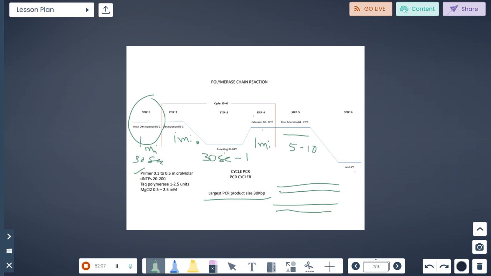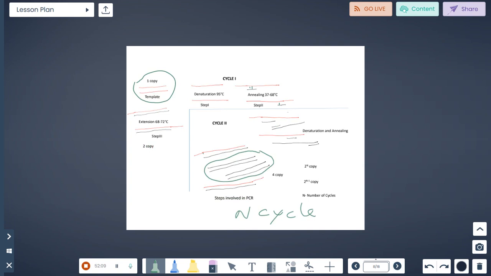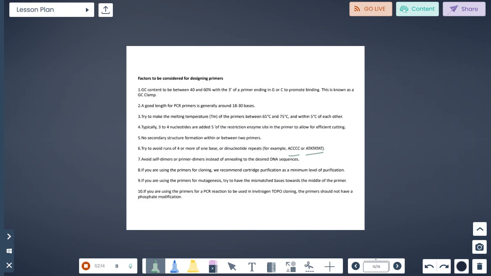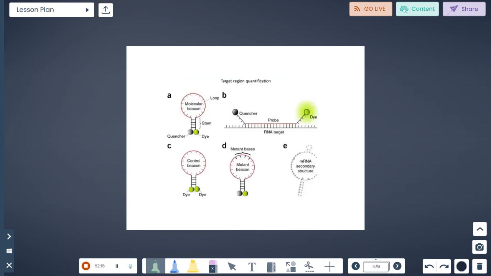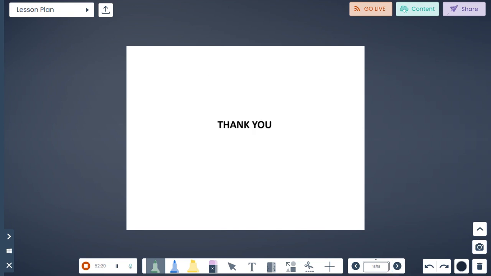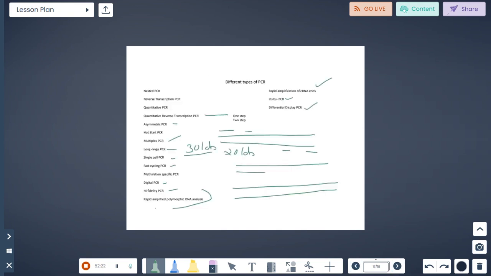So this is all about PCR reaction and its advancement and further use in scientific experiments. I will be posting videos of these different types of PCR, that is nested PCR, reverse transcription PCR. All these will be discussed separately in separate videos.